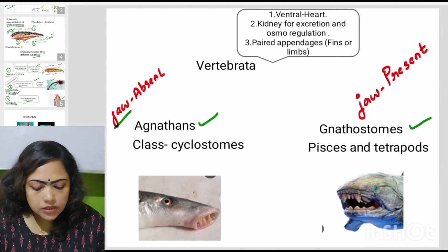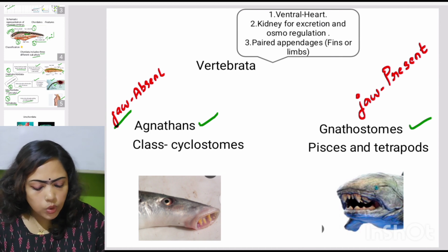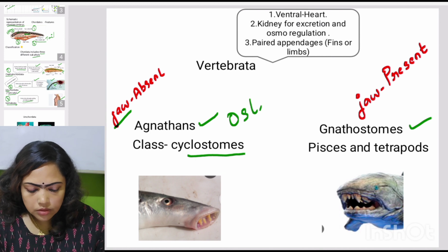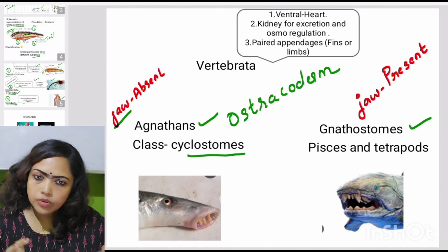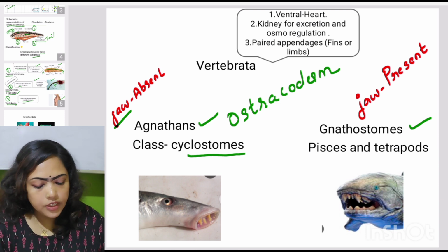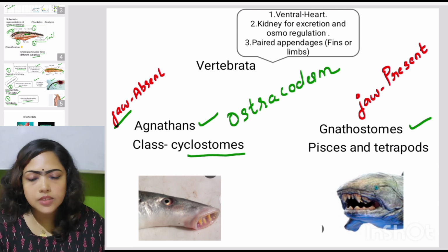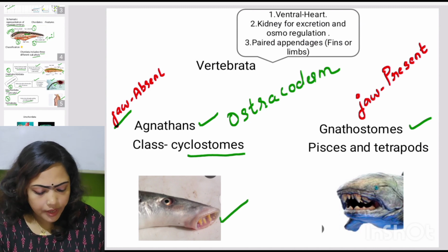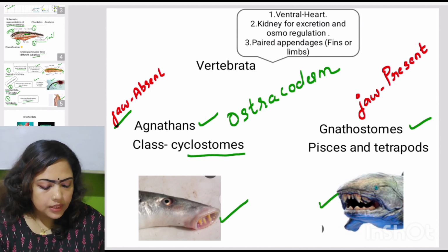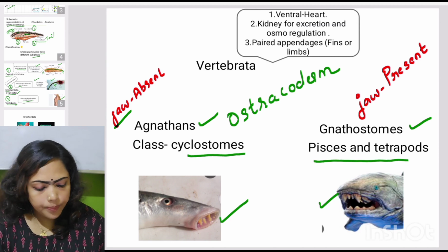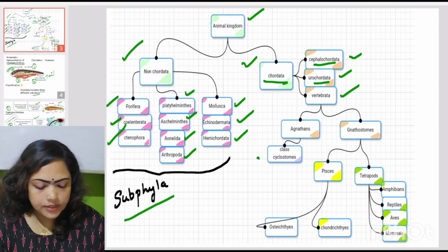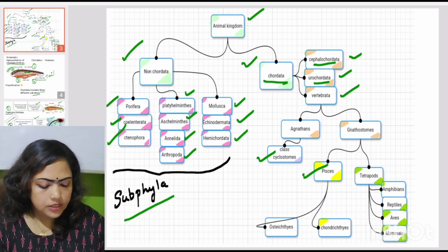Agnathans include the class cyclostomes. Actually, one more class is also there, ostracoderms, but all the members are extinct, so it is not included in our syllabus. We need to learn only cyclostomes. So agnathans include the class cyclostomes. And gnathostomes, where the jaw is present, include fishes and tetrapods.